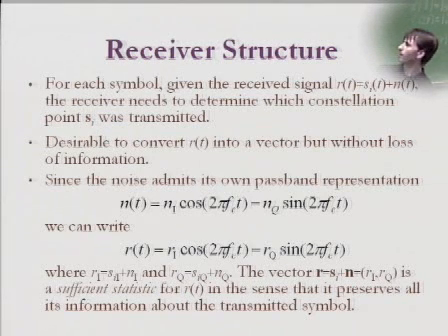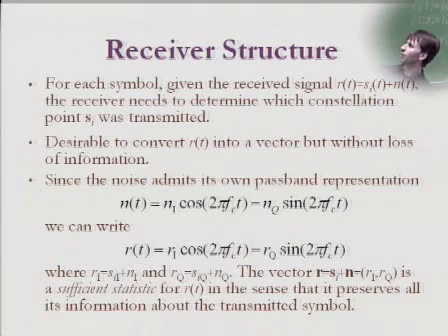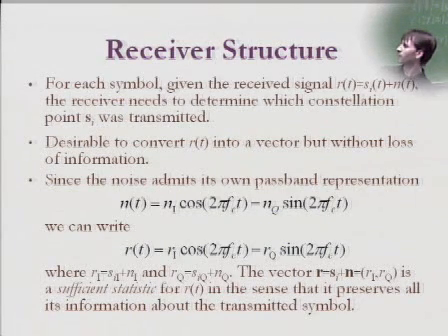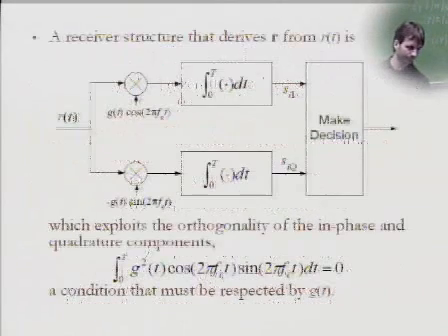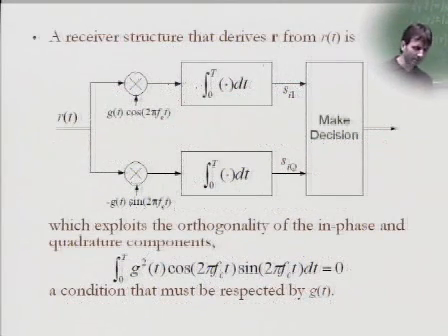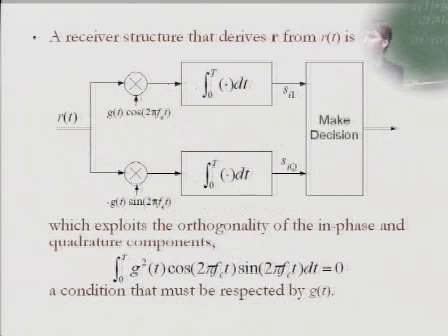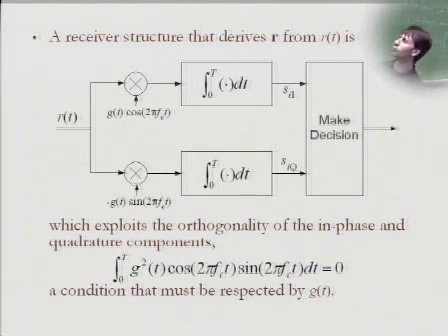So we went over this derivation 3 weeks ago. As I remember, the trick is to decompose the noise in its own passband representation and just pull terms together. And you end up with vector notation where the received vector is the sum of the transmit vector plus a noise vector. And we formulated a receiver structure that derives the received vector from the received waveform without losing information.